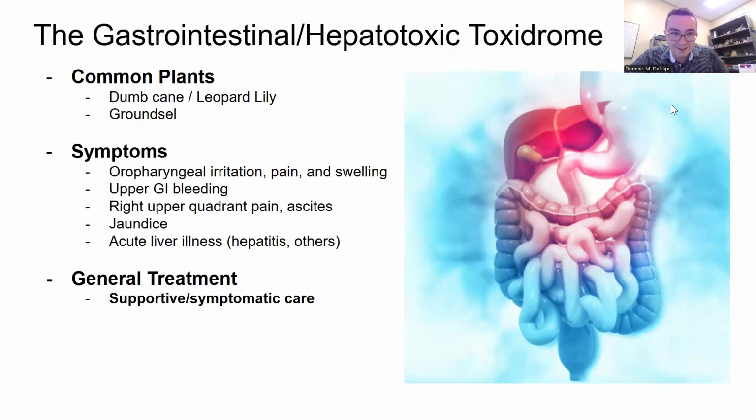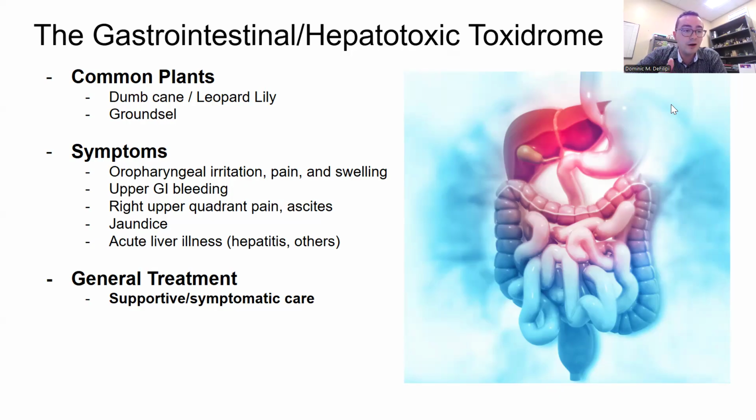On that happy note, let's go to gastrointestinal and hepatotoxic toxidromes. So these are two, they get grouped together kind of. This is kind of the miscellaneous group of different types of plants, but I figured I would do two examples of plants with vastly different mechanisms of action. The common plants we're going to talk about are dumb cane, otherwise known as leopard lily, and groundsel, which I see growing all over the place since I actually made the slideshow.